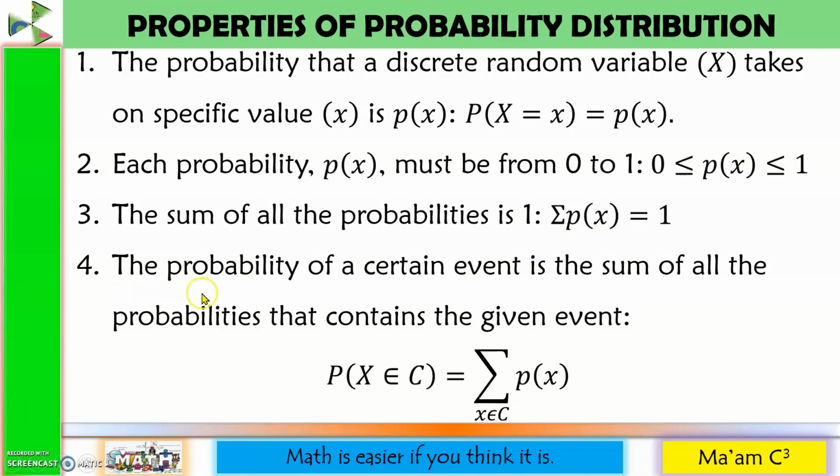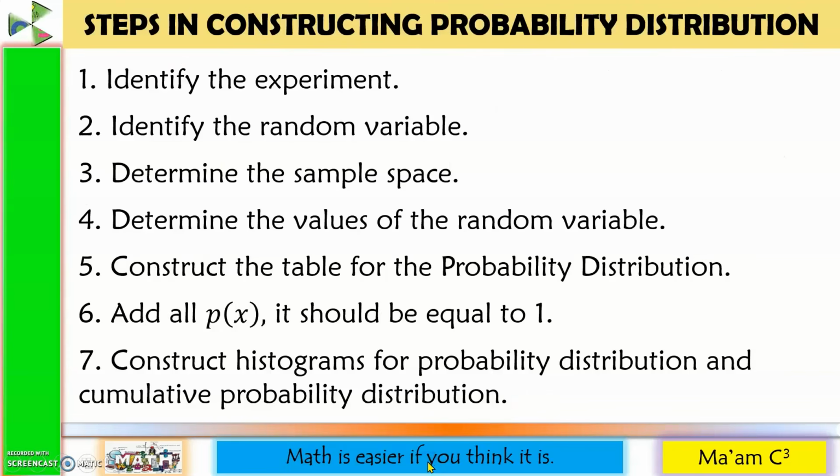And last one, the probability of a certain event is the sum of all the probabilities that contain the given event. In symbol, the probability that a discrete random variable is an element of a certain event is equal to the summation of the probabilities that include that certain event. Here are the steps in constructing probability distribution. We will go through these steps as we discuss the examples.